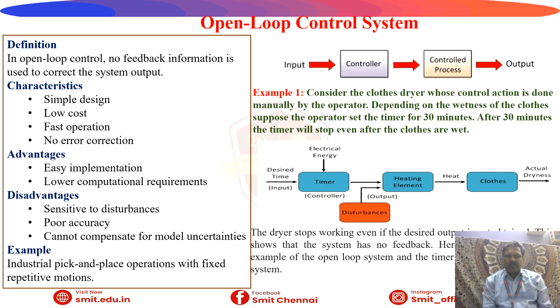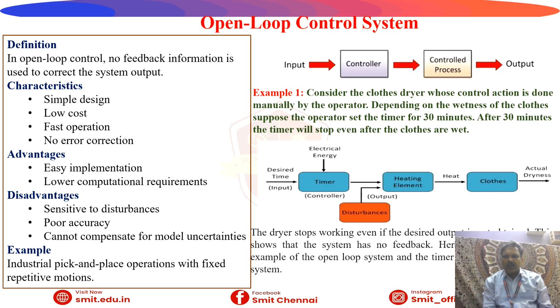The advantage is easy implementation, because there is no feedback and no sensor part, so implementation is very easy. Low computational requirements. The disadvantages are sensitivity to disturbances and poor accuracy. When there is no feedback, accuracy will not be maintained properly. An example is an industrial pick and place operation with fixed repetitive motion. That is, input goes to the controller, to the controlled process, and then the output.